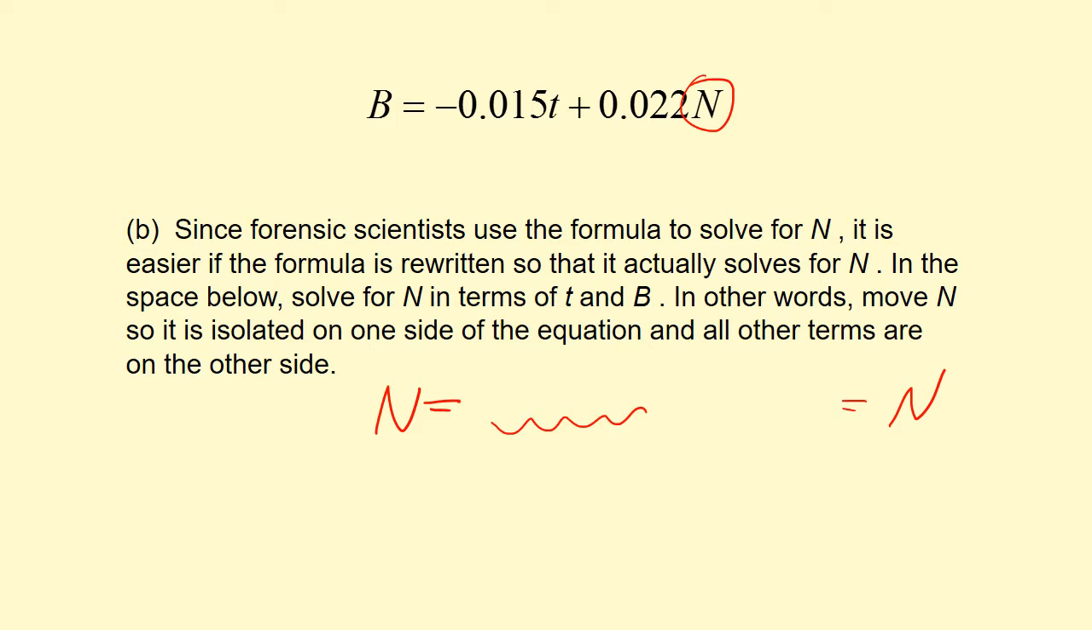And this thing over here is going to have the t in it, and it's going to have the b in it, and they're going to be rearranged in some different way, and there's going to be numbers thrown in there too. That negative 0.015 and that 0.022 will end up over there in some form or other. And so that's what you need to do for b, is make yourself a new formula that looks like n equals a bunch of stuff with t's and b's in it.